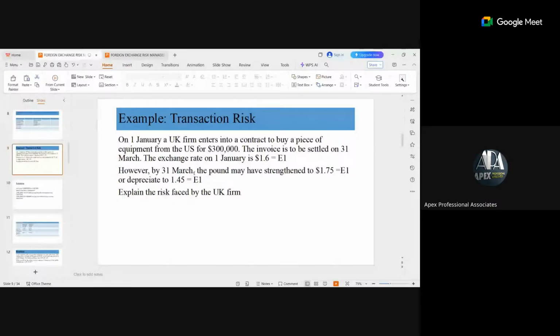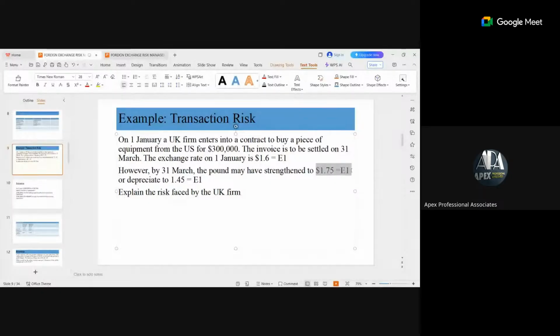So what will now be the equivalent value of $300,000 in pounds if the pound has strengthened over the dollar? That is, based on $1.75 equal to £1, what will be the equivalent value of $300,000? 171,429. Fine. That is in the case where the pound has strengthened over the dollar. Now, where the pound has depreciated in relation to the dollar, what is the equivalent? So we want to do a comparison. 206,897.